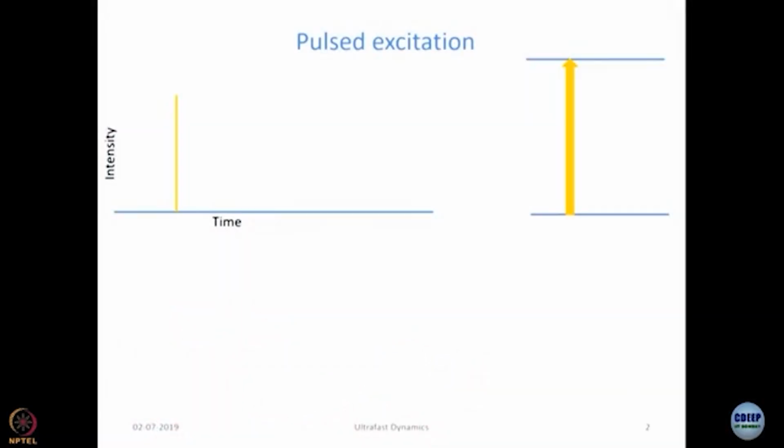Now, let us think of what happens to excited state population. Before the pulse comes, is it possible to have any excited state population? No, right? What happens when the pulse comes? All of a sudden, this is the pulse, right? Let us say these are the two energy levels in the system.